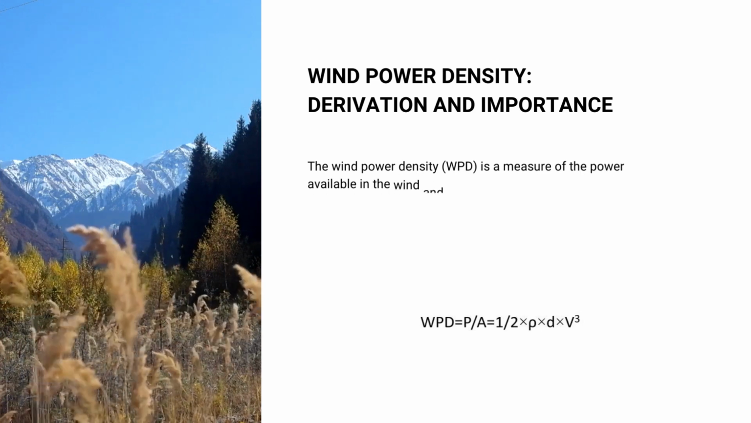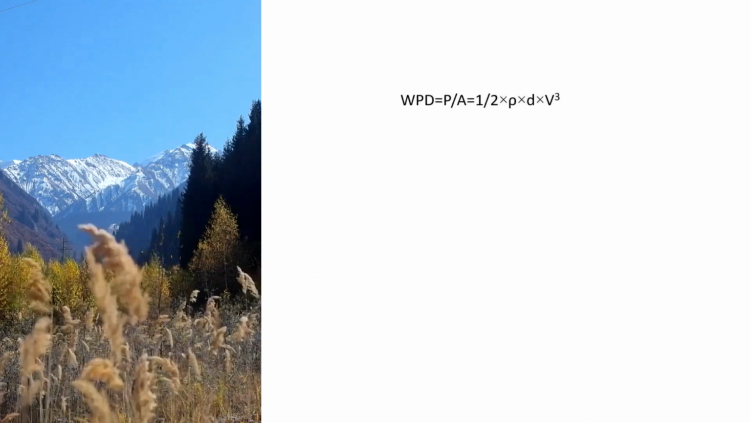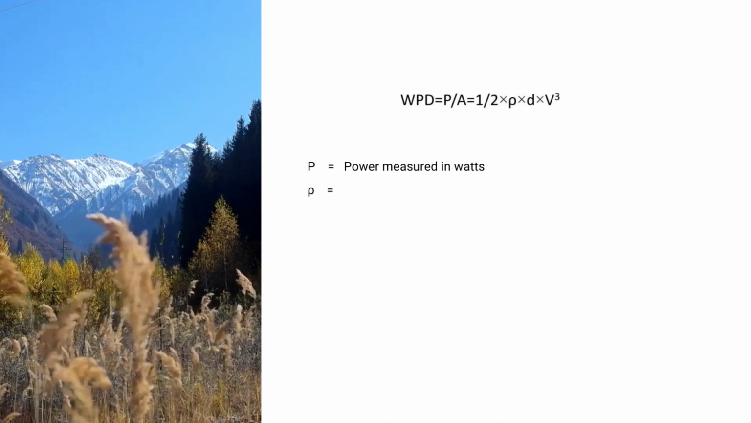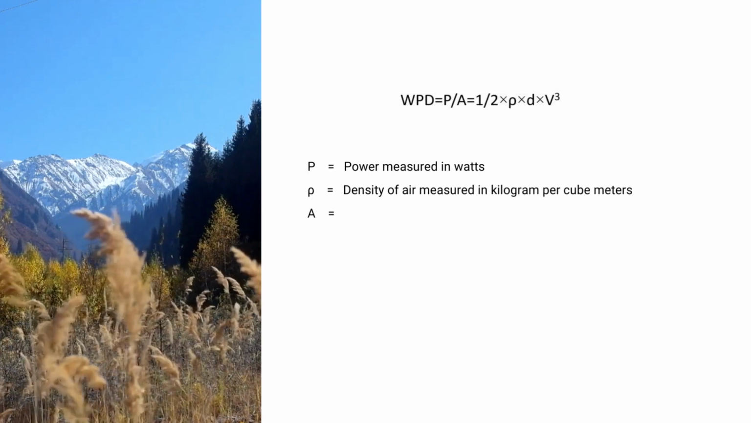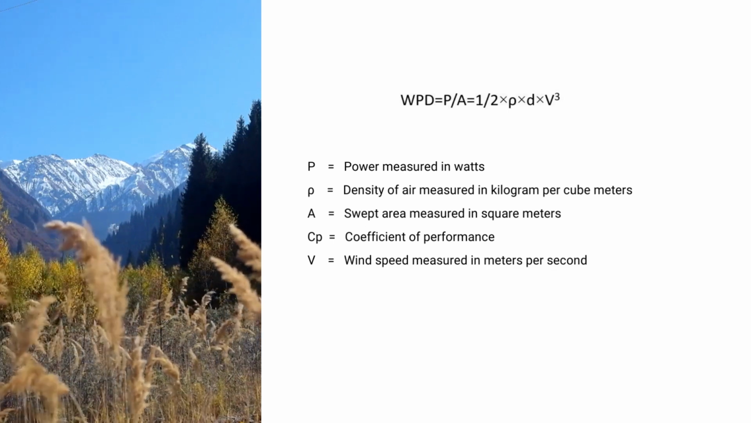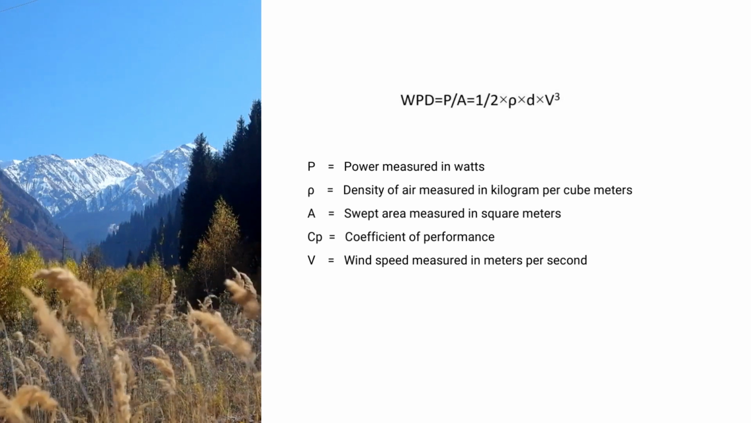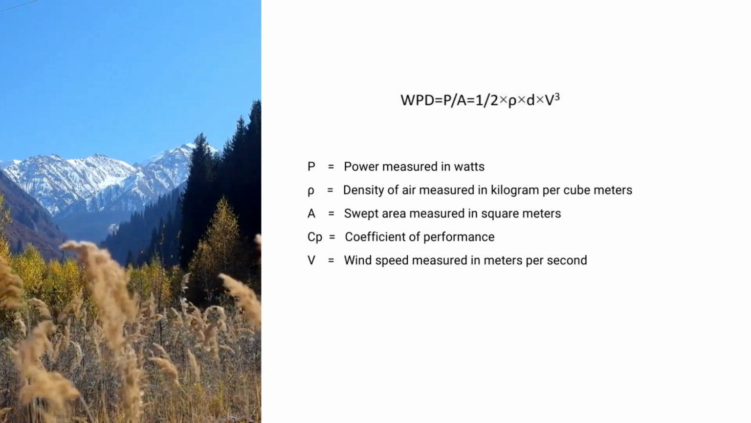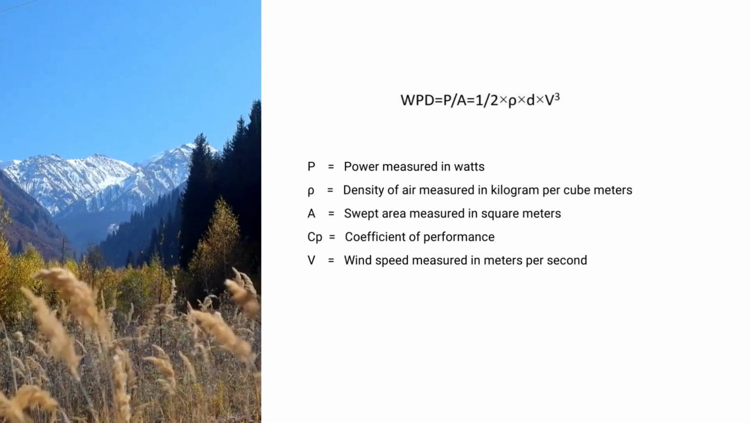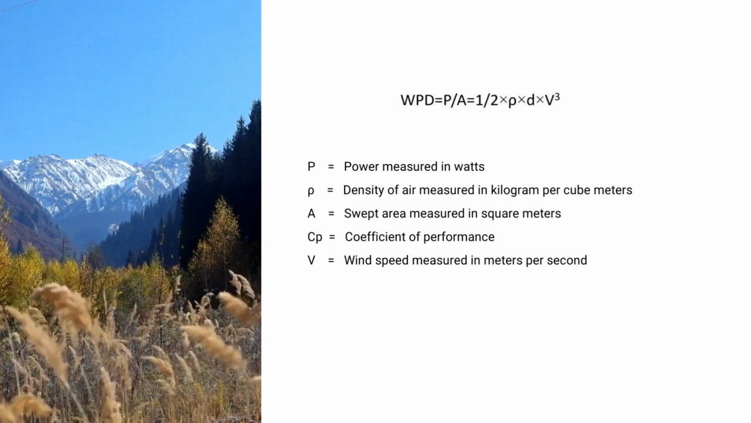First of all, wind turbine power, which is given by wind power equals 1/2 rho A Cp V cubed. Here P equals power in watts, rho equals air density, which is about 1.225 kilogram per meter cubed at sea level, less at higher altitudes. A equals rotor swept area, measured in meter squared. Cp is the coefficient of performance, which is limited by the Betz limit, equal to 0.59, the maximum theoretically possible.